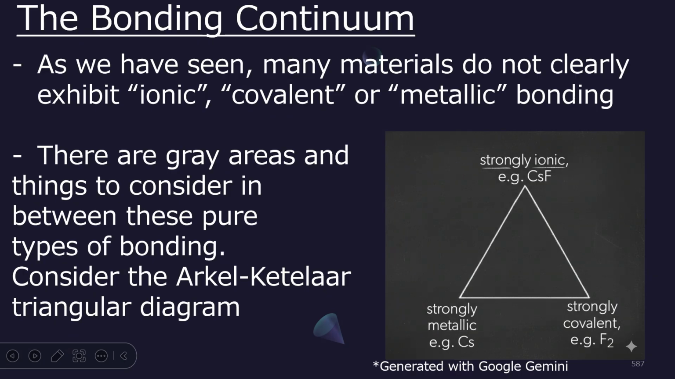You do have this in your data book in section 17, page 18. But if you forget the name, I think you can often just refer to this as the triangle or triangular bonding diagram. It's usually fine.